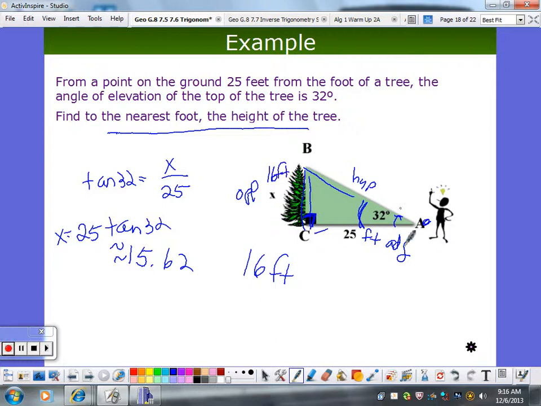So we can use trigonometry to help us solve real life problems. Now, even in real life, where things aren't perfectly level or perfectly straight, if you only need an approximation, this works. Right? Okay, maybe it's not exactly that, but you'll be close. So you can figure out those kinds of heights.